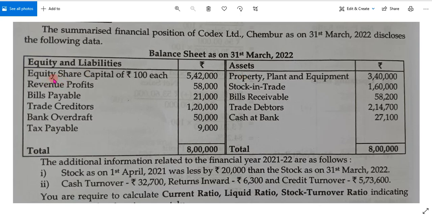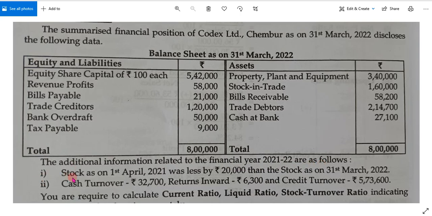In liabilities, equity share capital, revenue profit, bills payable, trade creditors, bank overdraft, tax payable are given. Now in assets, property, plant and equipment, stock in trade, bills receivable, trade debtors, cash at bank are given. Now there is additional information which is provided. The additional information related to the financial years 2021 and 2022 is as follows.